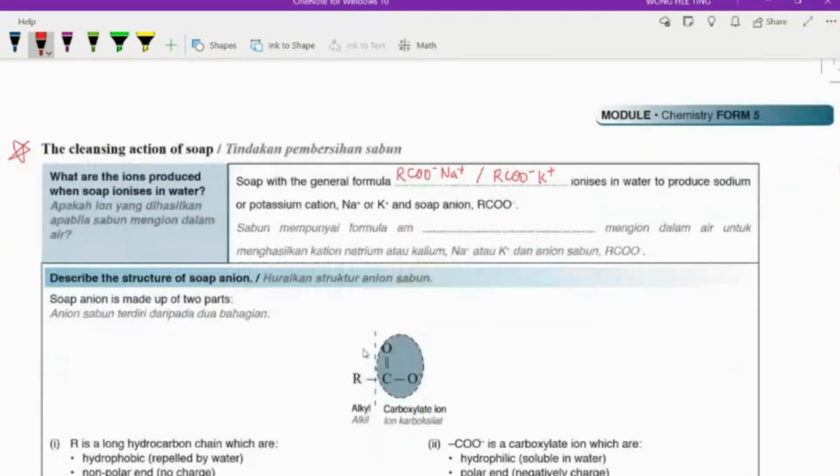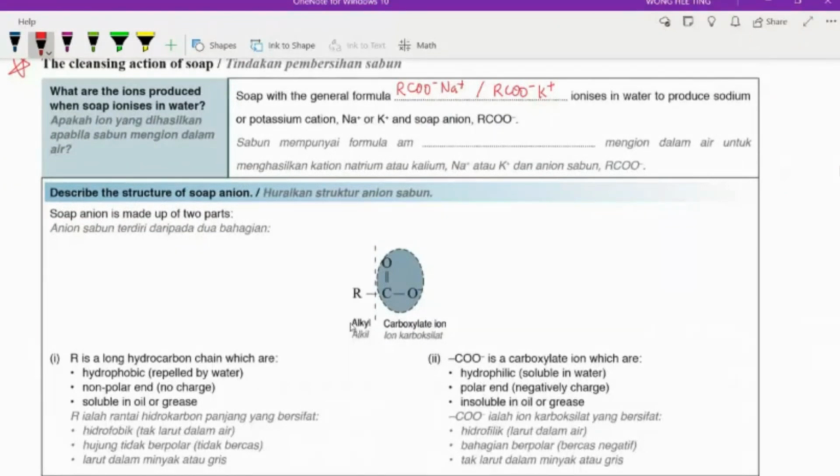Kevin, later on we are going to discuss this question in hard water and soft water. Hold on. Okay, you are so fast.